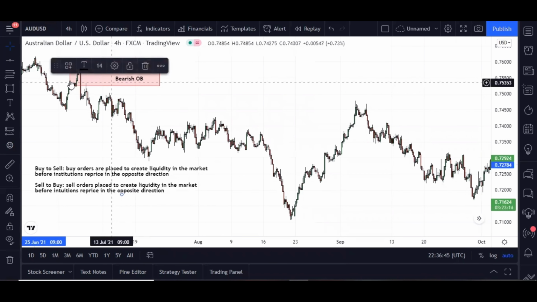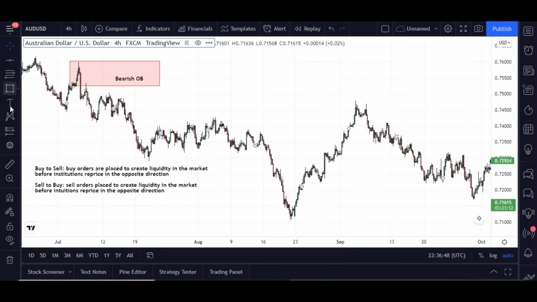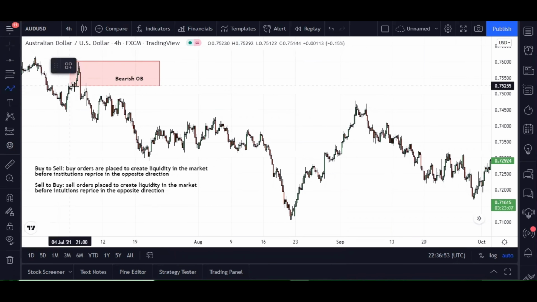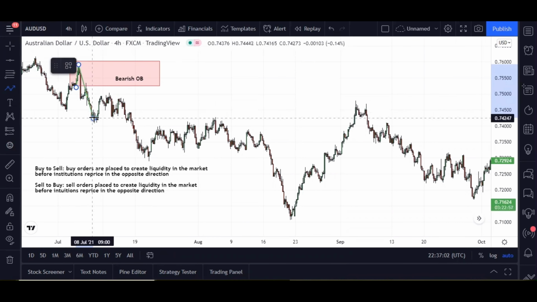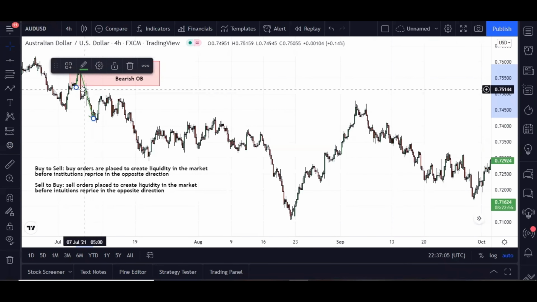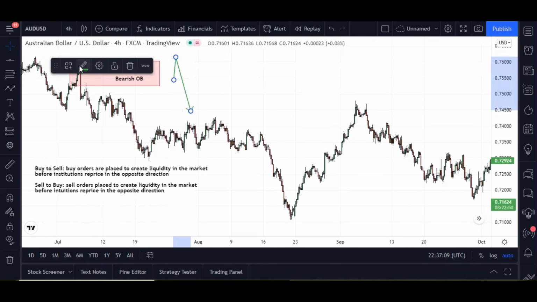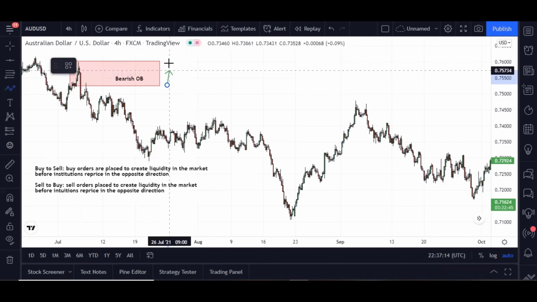So what happened here in this bearish order block? Well, here in this bearish order block, the institutions actually bought here before they sold. The institutions bought here before they sold. This is what happened. I'm gonna have to use a better color so you can see it. They bought and then they sold.